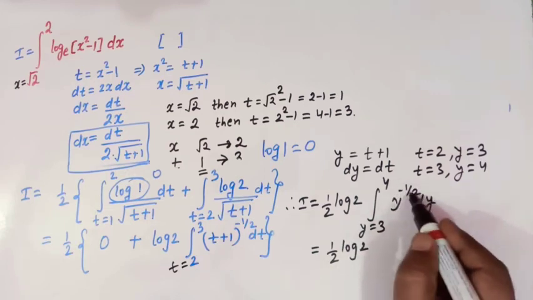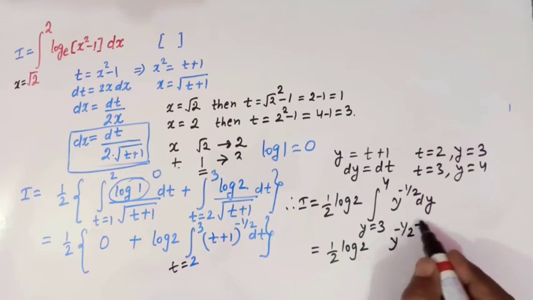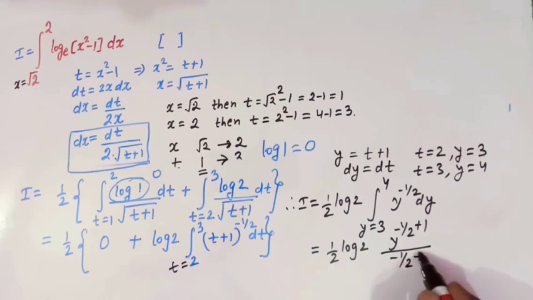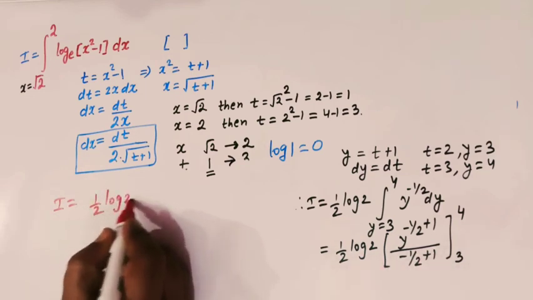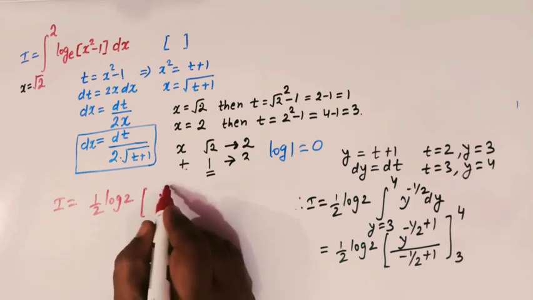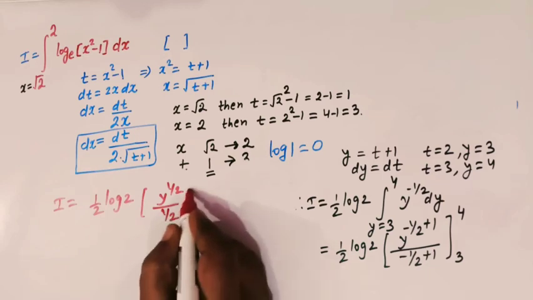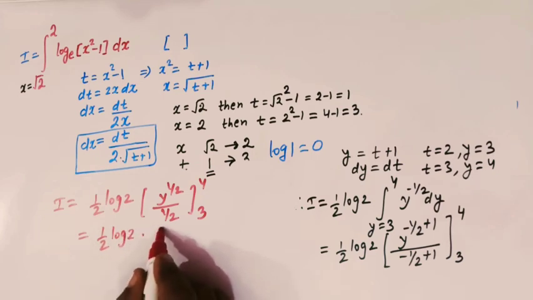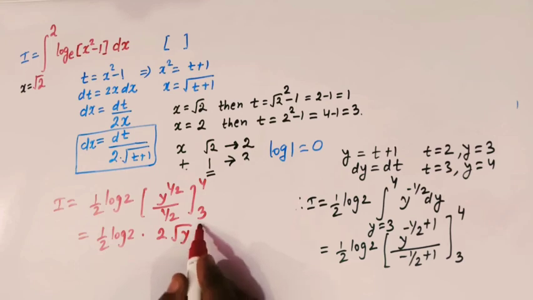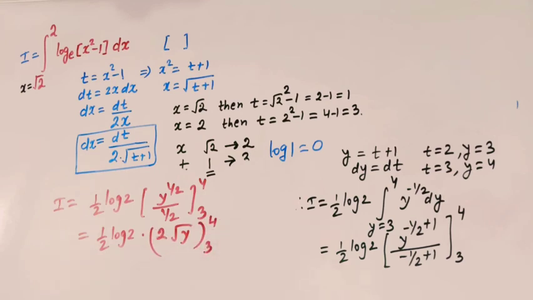So this can further be written as half log 2, and the integral of y raised to minus half is y raised to minus half plus 1 divided by minus half plus 1, and the limits are from 3 to 4, right? So now I can further be simplified as half log 2, and here we have y raised to half over half. The limits are from 3 to 4, so this is half log 2 times 2 times the square root of y, and the limits are from 3 to 4, right? Now we can simply substitute the limits and take the difference.